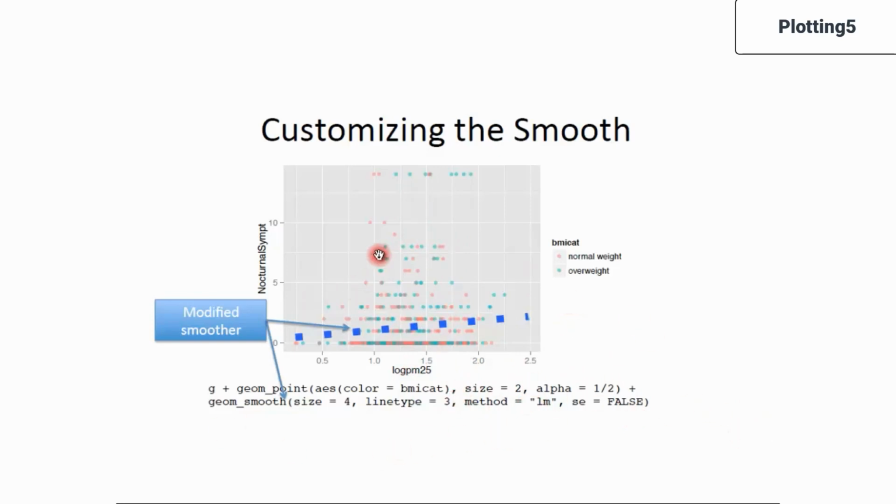Plus, now for the points you saw, and next for the smoothing, you can see geom_smooth. You are mentioning this. You are increasing the size equal to 4, and linetype equal to 3, which means dotted, and method equal to lm. So this linear model is being used to create the line here.